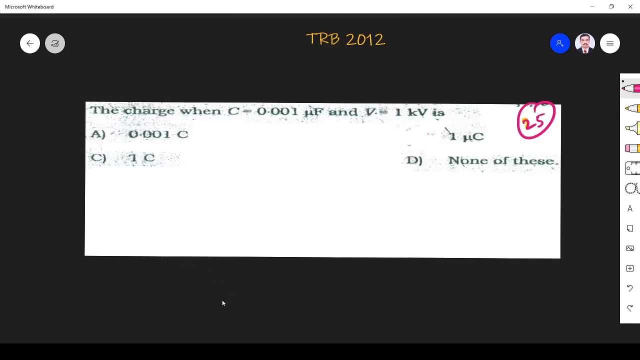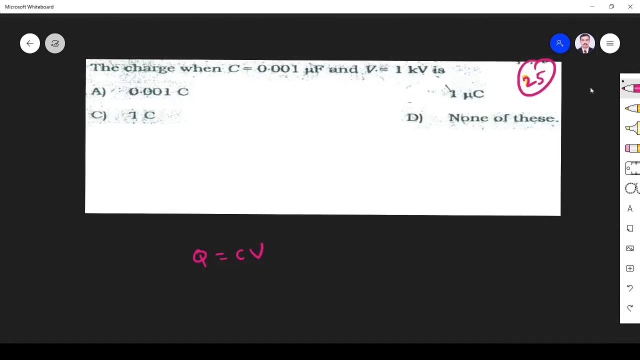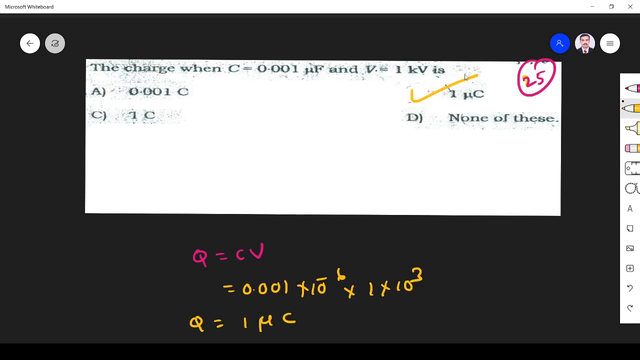to 1 kilovolt. So we know the relationship between charge, capacitance and voltage. Q is equal to C into V, right? So C they have given is 0.001 micro, so it is 10 power minus 6. Voltage is 1 kilo, 1 into 10 power 3. So this indicates Q is equal to 1 micro coulomb. So option B is the right answer.